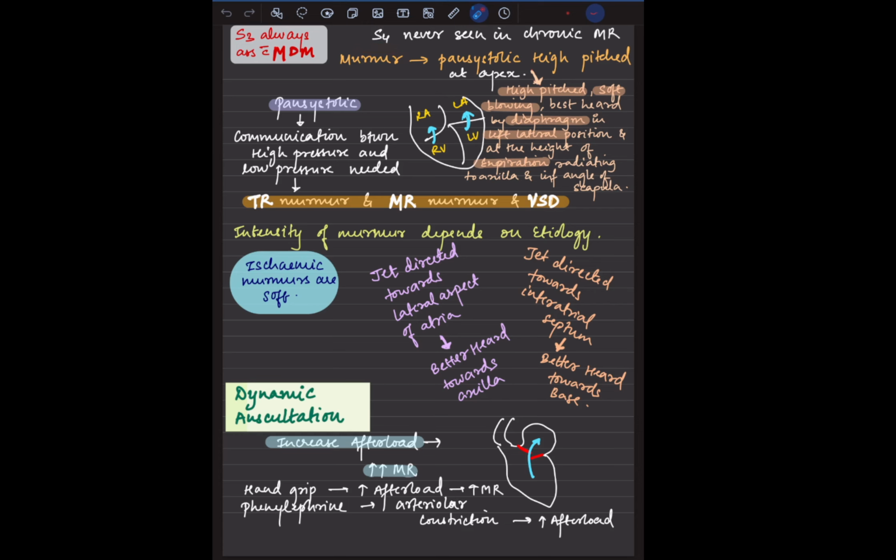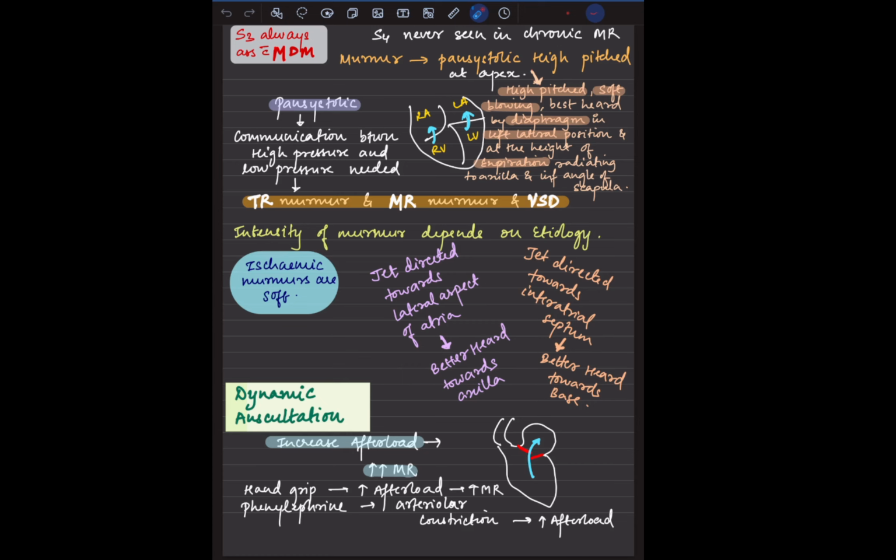Okay, when it comes to the systolic murmur, that is a pansystolic murmur, which is high pitched at the apex. Okay, so it is a high pitch, soft blowing murmur, best heard with the help of the diaphragm in the left lateral position and at the height of expiration. This is important. It radiates to the axilla and the inferior angle of the scapula. Pansystolic murmur is there, which can be seen in TR, MR, and in case of the VSD. Okay. So now, when it comes to the jet, if the jet is directed towards the lateral aspect of the atria, it is better heard towards the axilla. If the jet is towards the interatrial septum, then it is best heard toward the base.